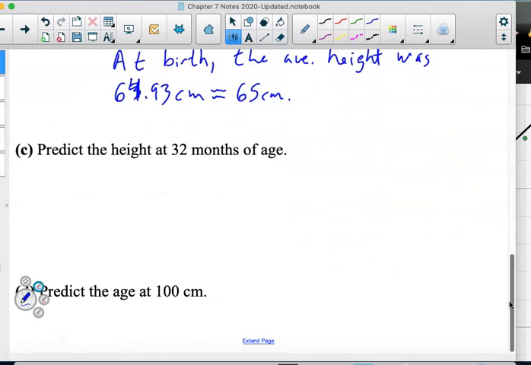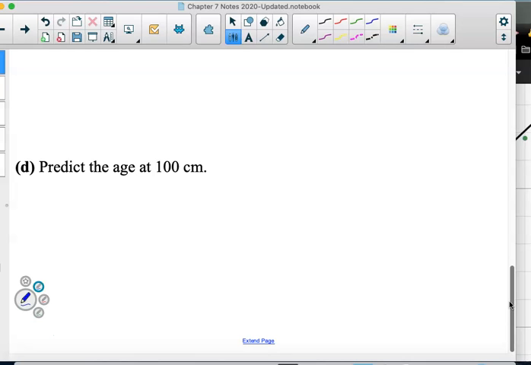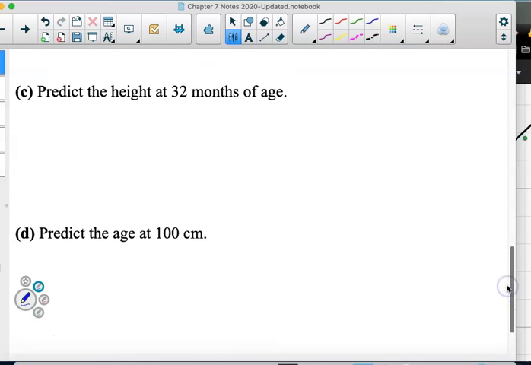Then this is a big thing. This is where we use these equations. Now we want to make predictions. And so now we have this equation that correlates our height and our age. It says predict the height at 32 months of age. So I'm going to copy down the equation again. Age was the x number, so I need to take that 32 and put it in for the x number.